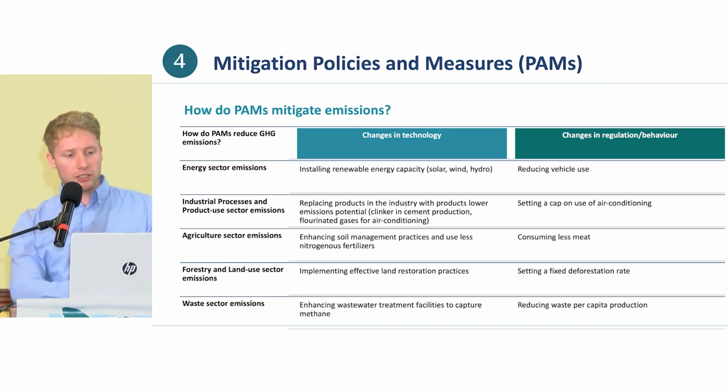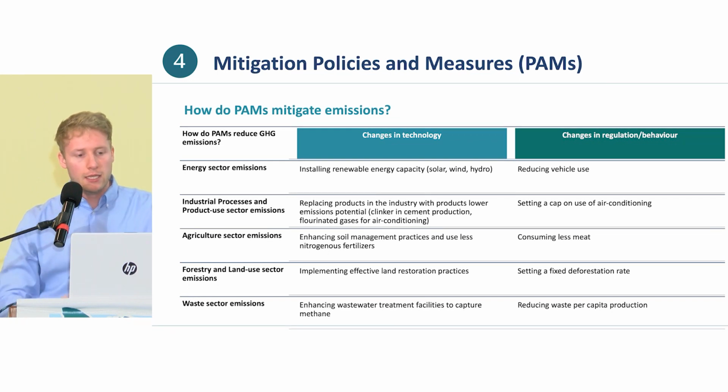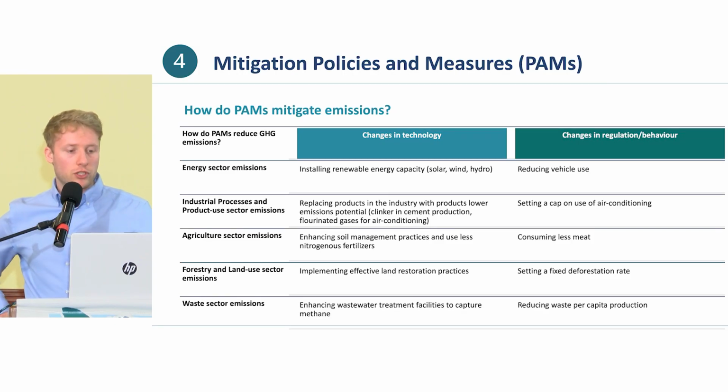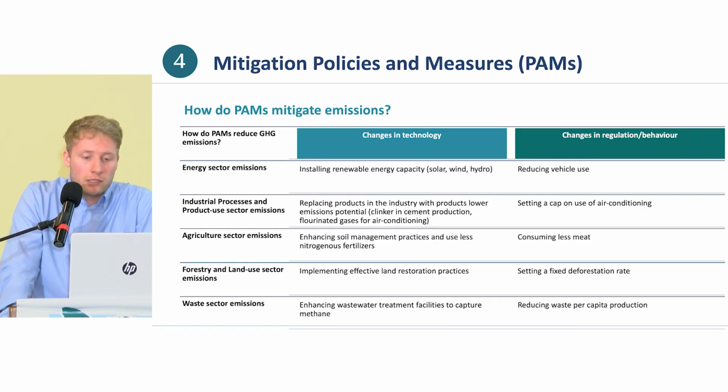For example, if we look at the energy sector, that was the example, installing renewable energy capacity of whichever type. We can also reduce energy sector emissions by reducing vehicle use. Right. So agriculture, we can have a look. We can change the technology, which could be we change the fertilizers that we use, or we have different soil management practices, innovative technologies to do so. We can change our behavior. We can eat less meat.